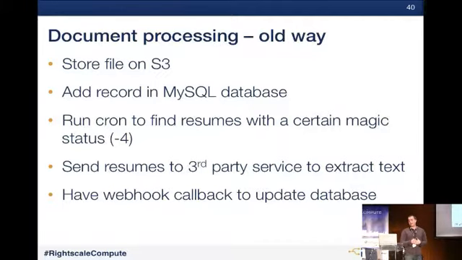So here's the old way we did it. We stored the file on S3. We added a record in a MySQL database. We ran a cron job. Basically, we had a magic number, -4. Could have been anything, but that's what we picked. And if it said -4, then you would try to send it to a third-party service.